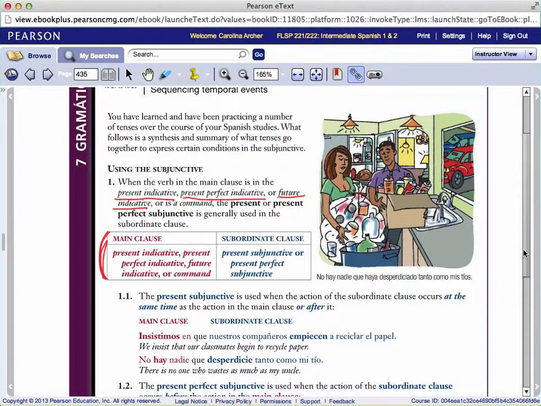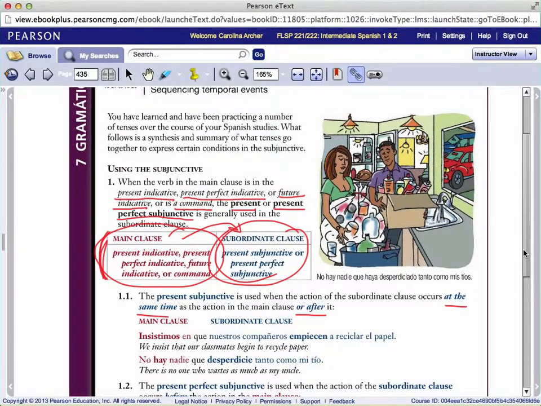Or if the verb is a command, then in the subordinate clause, we're going to use the present subjunctive or the present perfect subjunctive, okay? The present subjunctive or the present perfect. So, for example, the present subjunctive is used when the action of the subordinate clause, of the blue here, occurs at the same time as the action in the main clause or after it, okay? So these two happen either at the same time or this one happens, it can happen after.